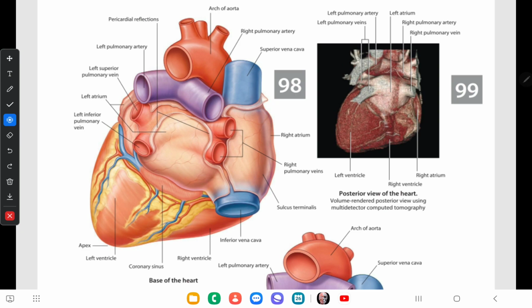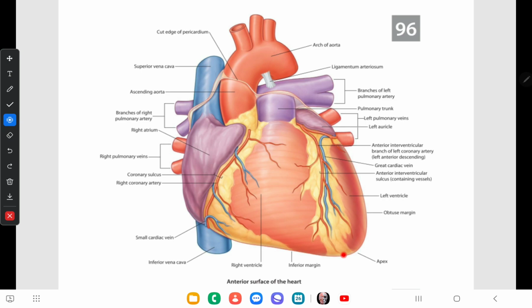Let's see the posterior surface or the base of the heart. You can see this is the base of the heart. It is mainly formed by the left atrium, and you can see the four pulmonary veins open into the left atrium, and this base lies opposite to the apex of the heart. Then we will see the apex. You can see this area is the apex.